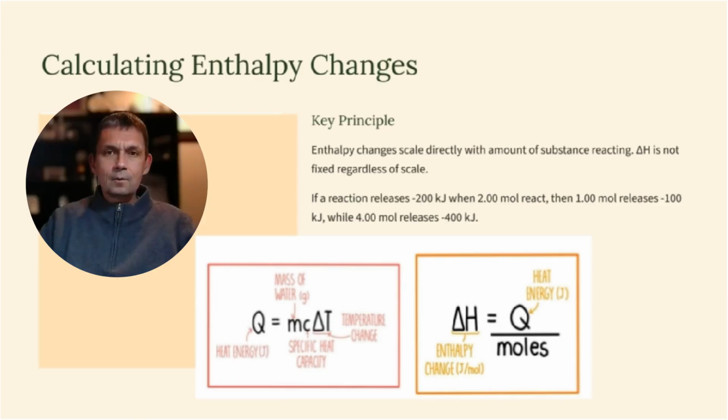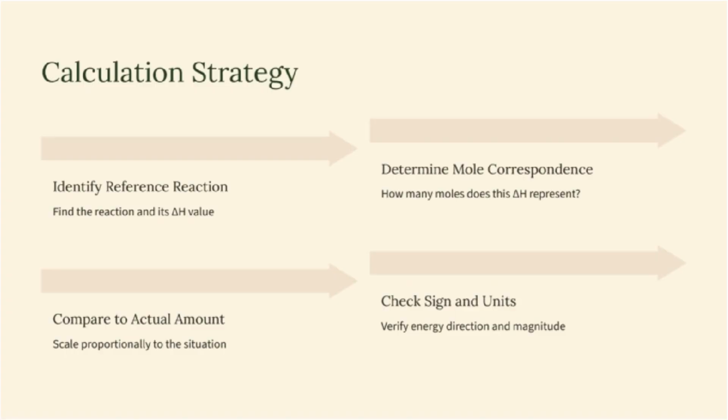Enthalpy changes scale with the amount of substance reacting. If you double the amount reacting, you double the energy change. Delta H is directly proportional to the number of moles involved. When solving problems, always start by identifying the reference reaction and its delta H. Then compare the given amount to the reference amount and scale the energy change accordingly.